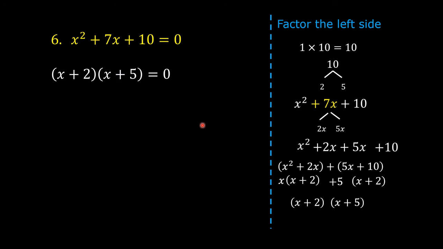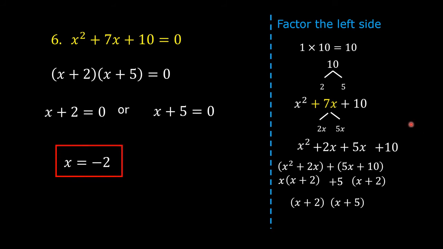Equate its factors to 0. So x plus 2 is 0, or x plus 5 is equal to 0. Transpose the positive 2 to the other side, it becomes negative 2. So we have x is equal to negative 2. Transpose positive 5 to the other side, change the sign. So we have x is equal to negative 5.